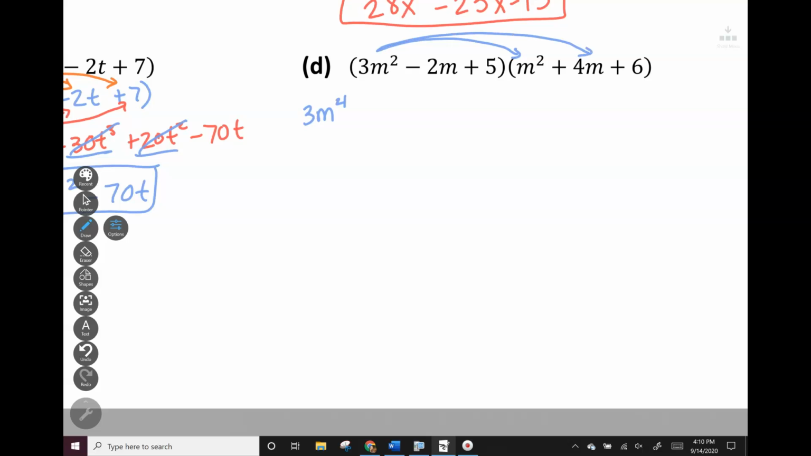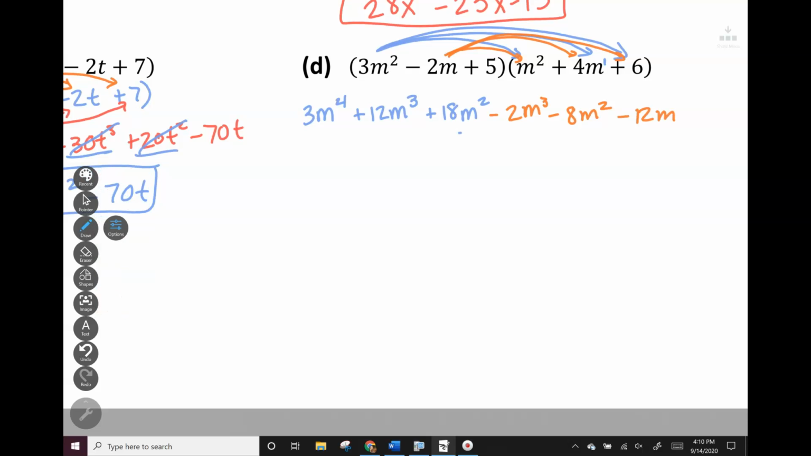All right, to the next guy. That gives me 12m cubed. Remember, we're adding those exponents, so 2 plus 1 is 3. And to the last one, that gives me 18m squared. Okay, now I'm going to do that middle term, that minus 2m, to all 3. So that gives me minus 2m cubed minus 8m squared minus 12m.